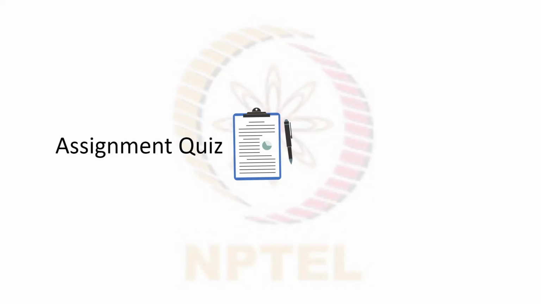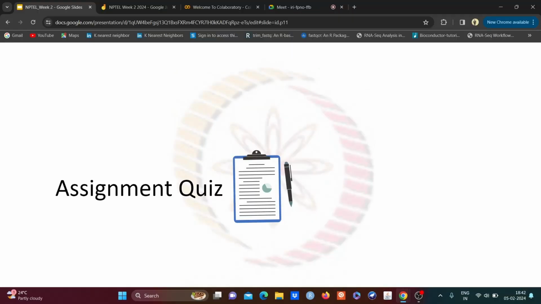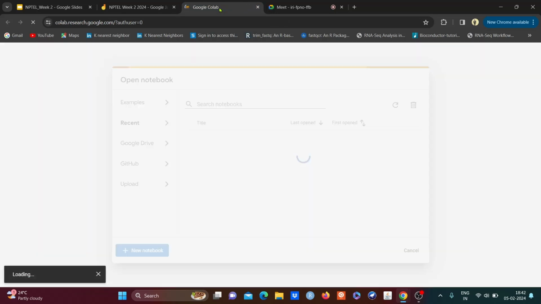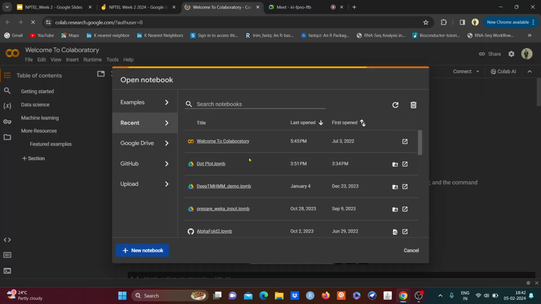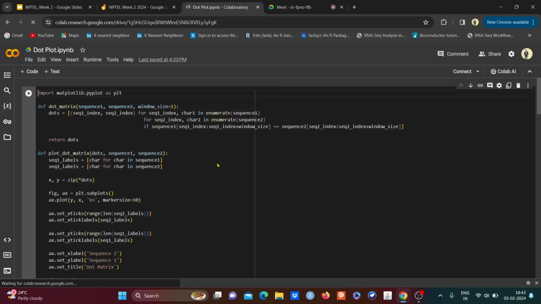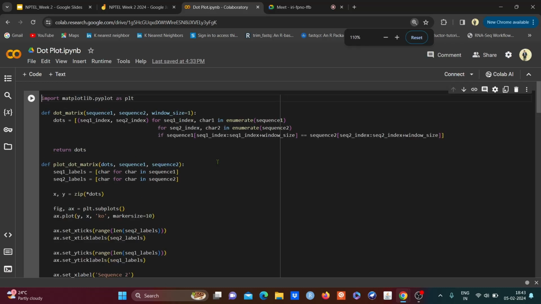Now that we have completed the summary sessions, before moving on to the actual quiz session, I would like to demonstrate the construction of a dot matrix. I'm using Google Colaboratory Python code here so that it will be easy for me to share with you later on.